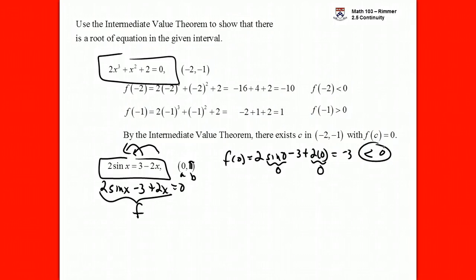Great. Okay, it won't always be that f of a is less than 0. It could be that the other one is. As long as they disagree, that's fine. I think I set it up so that this next one is positive.